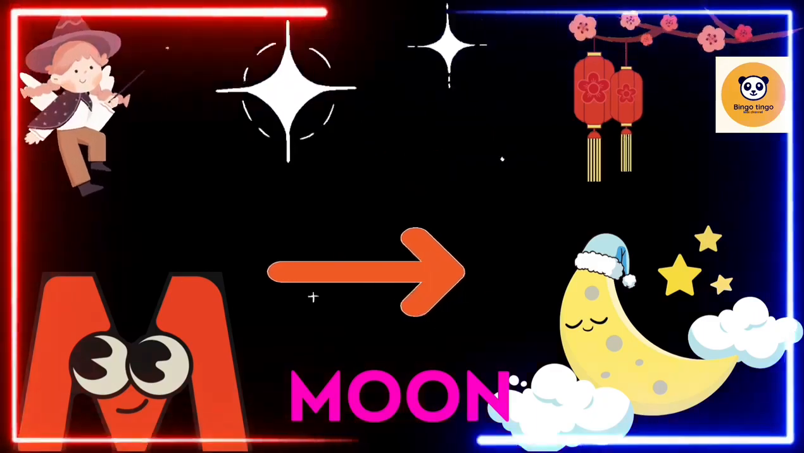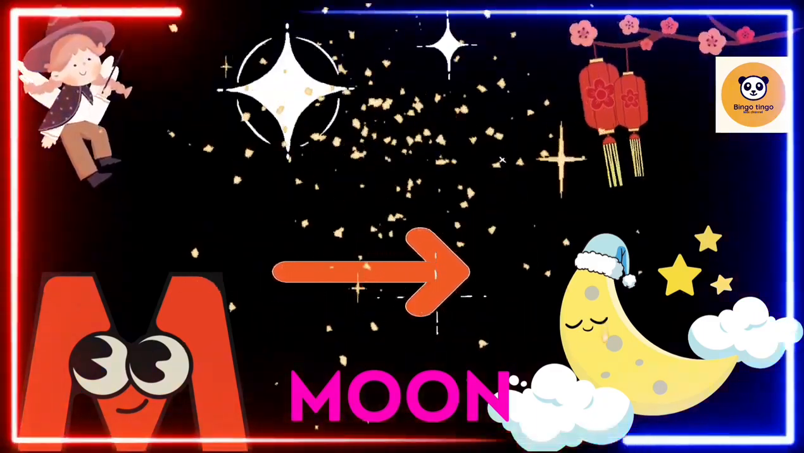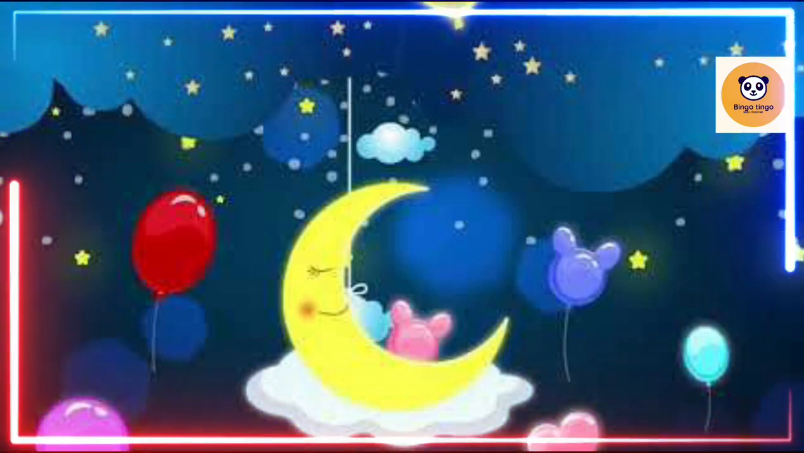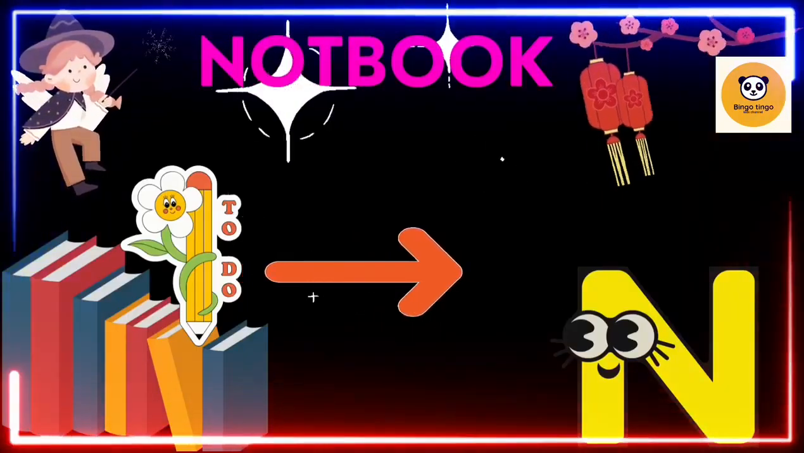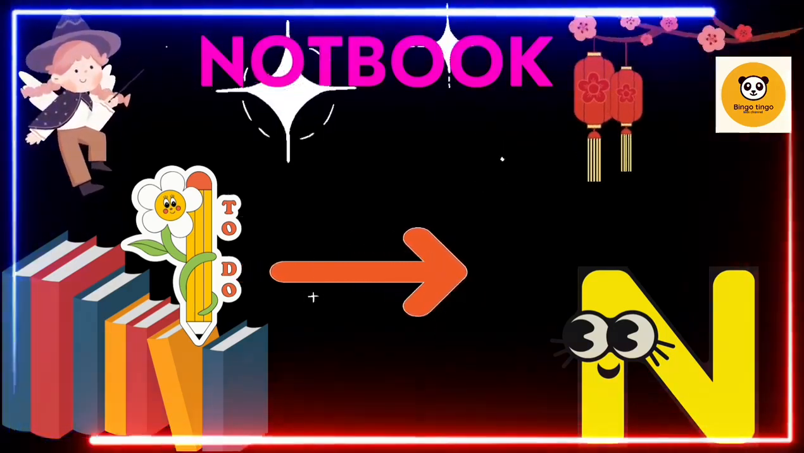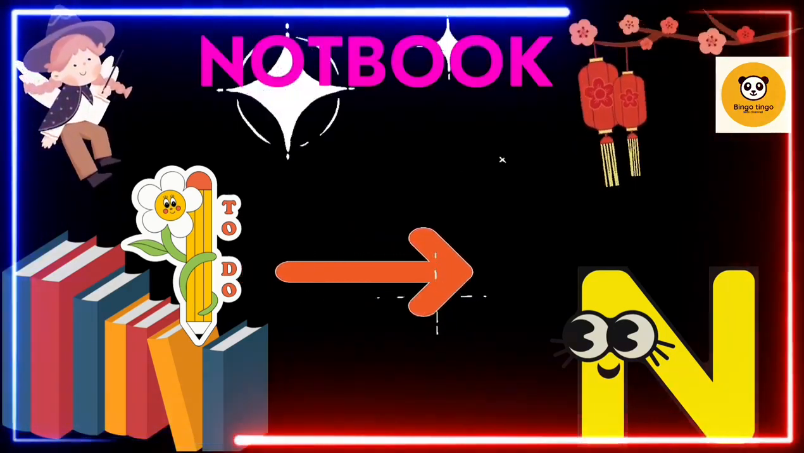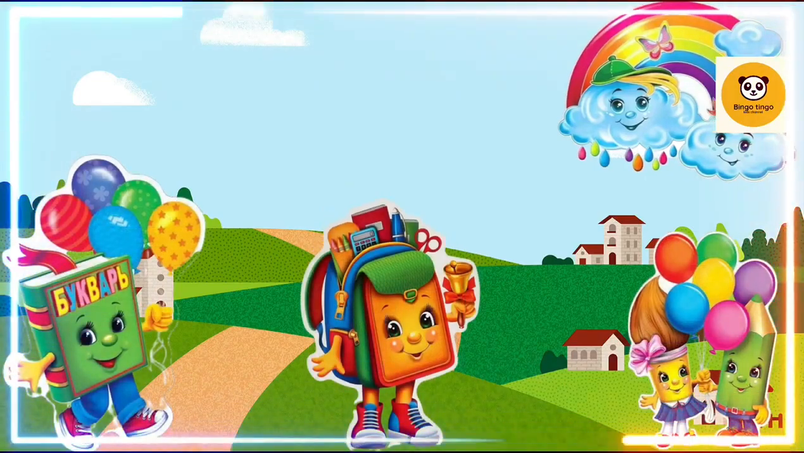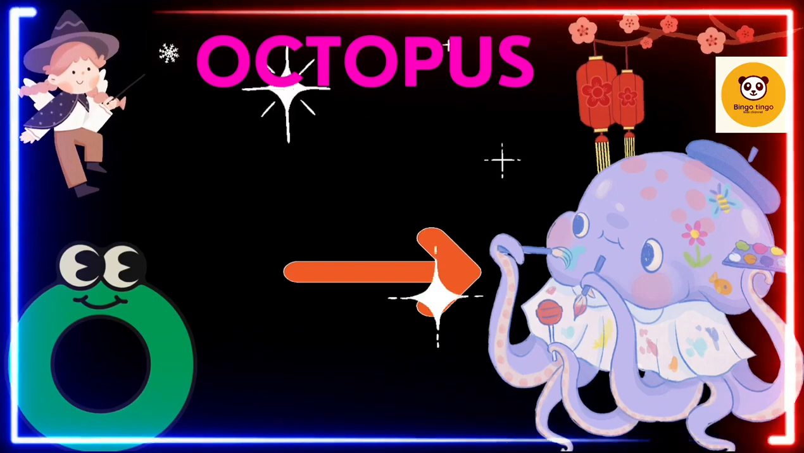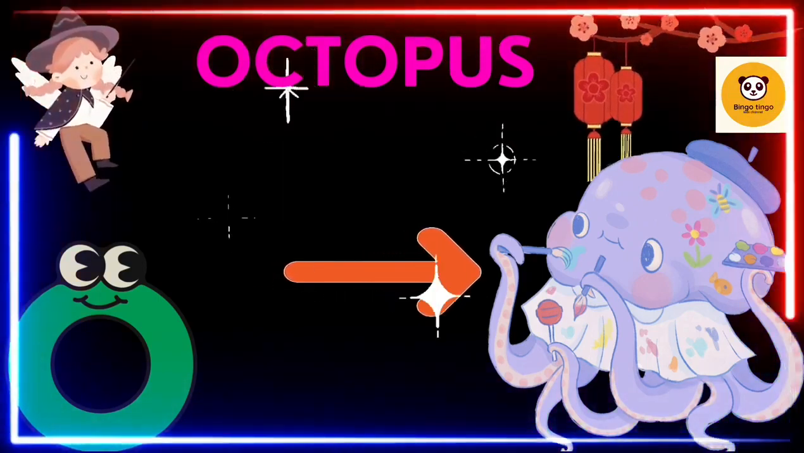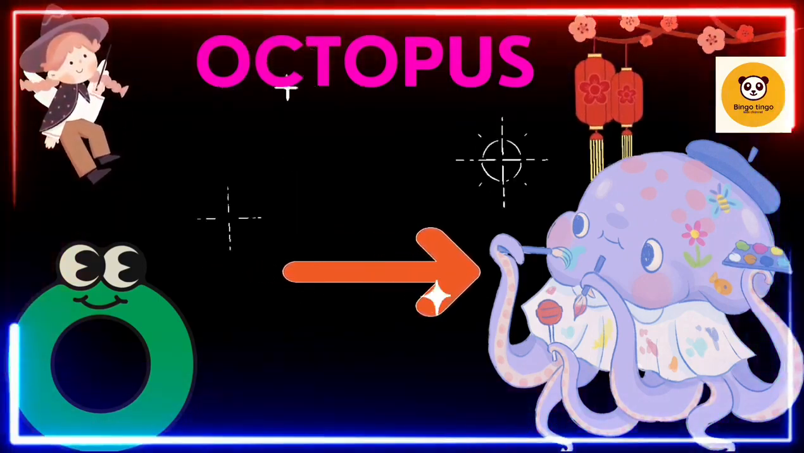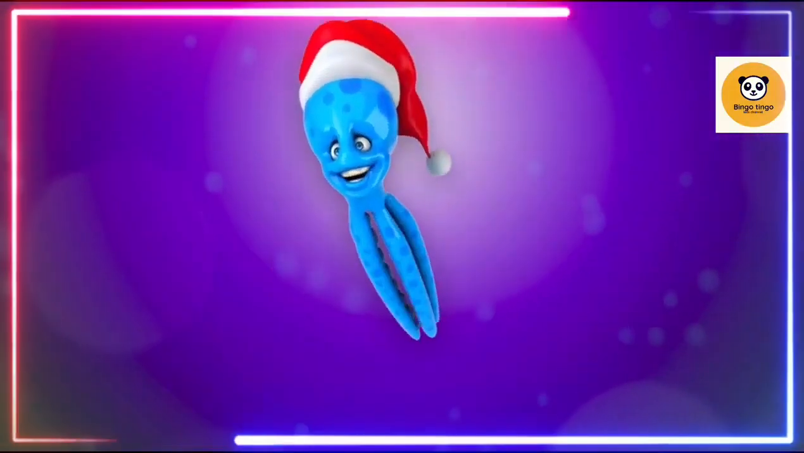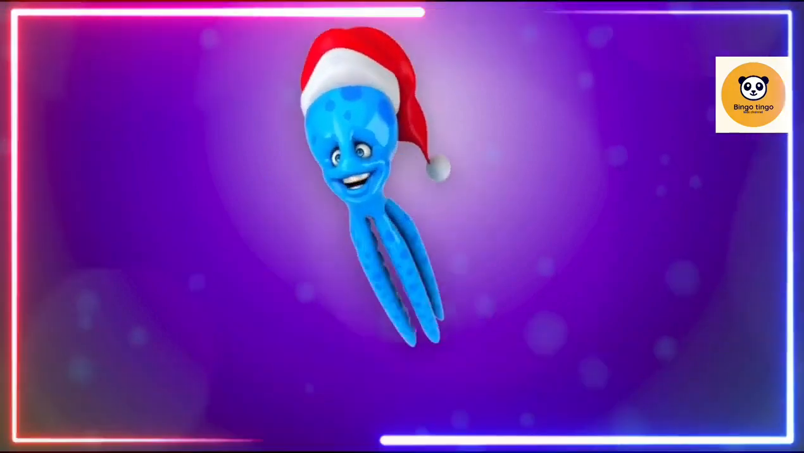M. M is for moon. N. N is for notebook. O. O is for octopus.